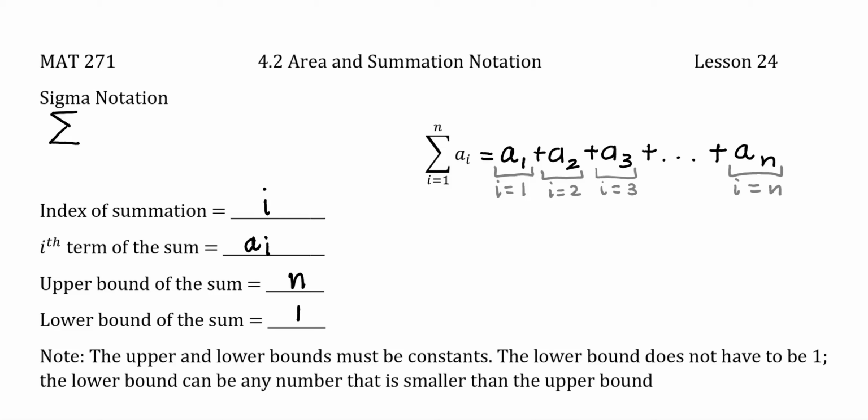Note that these numbers, the upper bound and the lower bound, have to be constant in the problem. They cannot be changing. But the lower bound does not have to be 1. The lower bound can be any number as long as that number is smaller than the upper bound. For example, I could have written the sum from I equal 3 to 5 of A sub I. Then this sum would start at A sub 3, followed by A sub 4, and then the last term would be A sub 5. So it's not restricted that the lower bound has to be 1. It can be any number as long as it is smaller than the upper bound.